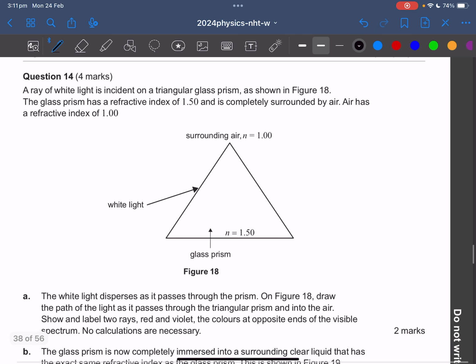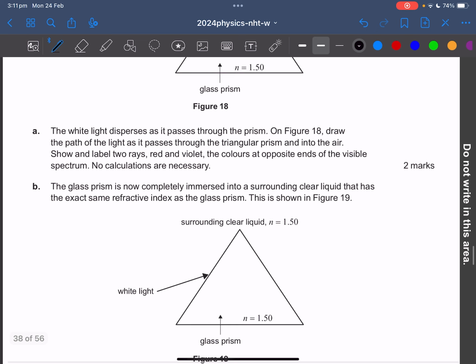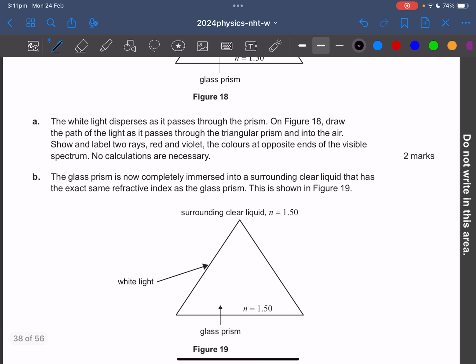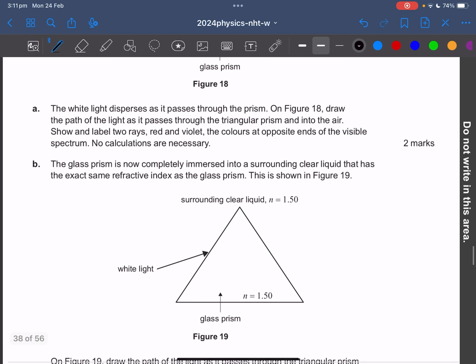All right, a ray of white light is incident on a triangular glass prism as shown in figure 18. The glass prism has a refractive index of 1.5 and is completely surrounded by air, which has a refractive index of 1. The white light disperses as it passes through the prism. On figure 18, draw the path of the light as it passes through the triangular prism and into the air. Show and label 2 rays, red and violet, the colors at opposite ends of the visible spectrum. No calculations are necessary.